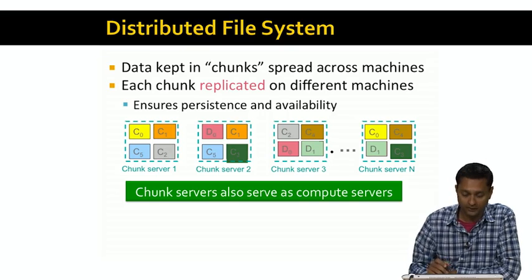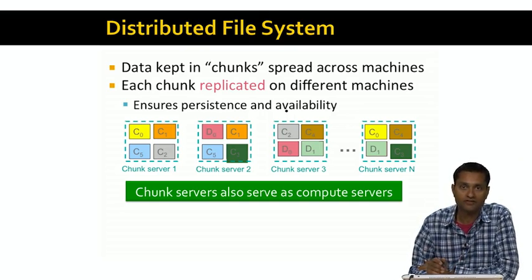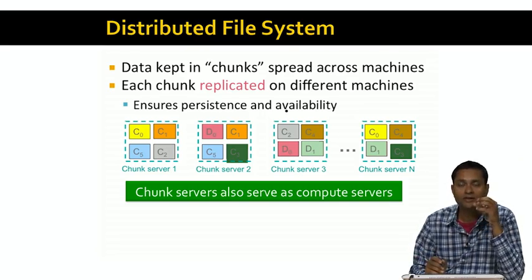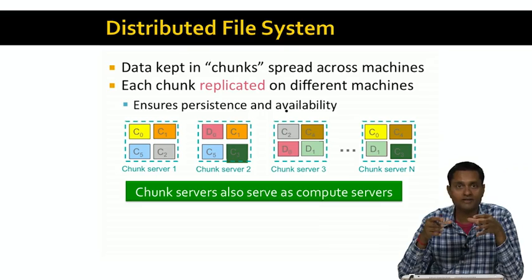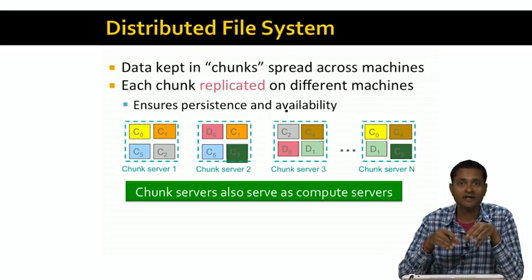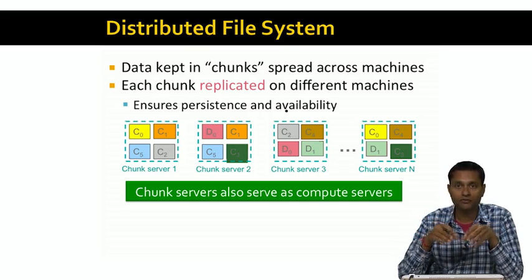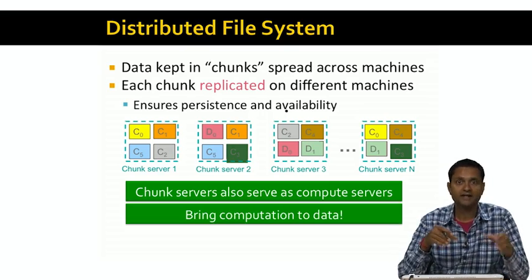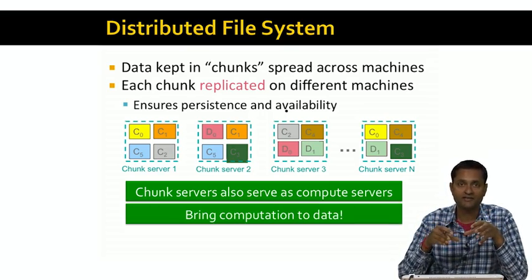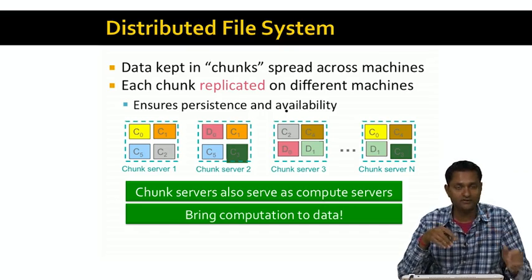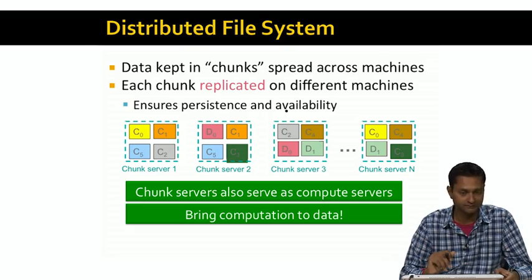Now, we've chunked files and stored them on these chunk servers. It turns out that the chunk servers also act as compute servers. Whenever computation has to access data, that computation is scheduled on the chunk server that actually contains the data. This way, you avoid moving data to where the computation needs to run, but instead you move the computation to where the data is. That's how you avoid unnecessary data movement in the system. This will become clear when we look at some examples.